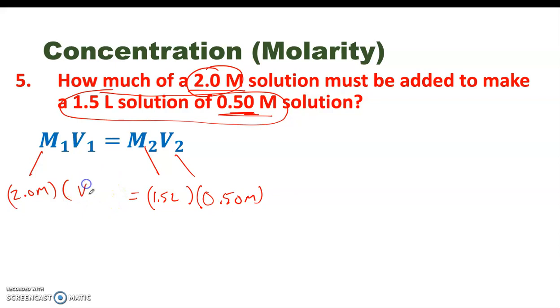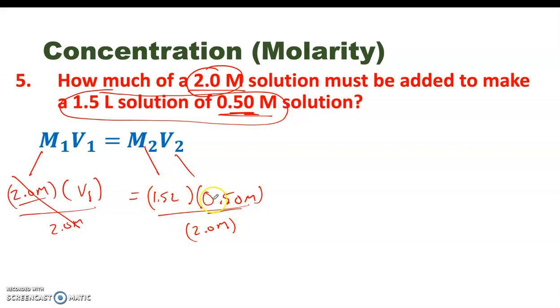And how much of that initial volume do I need? So how much of this 2 molar solution do I need to dilute it up to 1.5 liters to end up with this concentration? To solve for V1 by itself, I divide both sides by 2.0 molar, so that cancels out. Now I simply take 1.5 times 0.5 divided by 2.